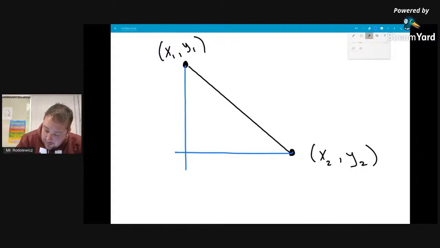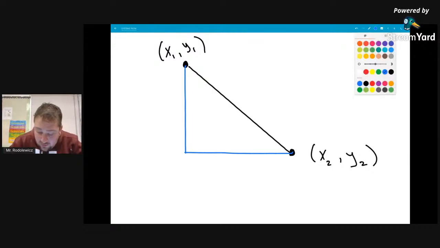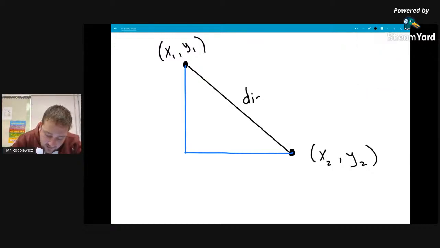Let me erase some of the overflow here. Good enough. And in a right triangle, we call these the legs. And we know that the Pythagorean theorem says leg squared plus leg squared equals hypotenuse squared. I'm going to ditch the word legs and hypotenuse for a few minutes because this is what we crave, distance. This is what we want.